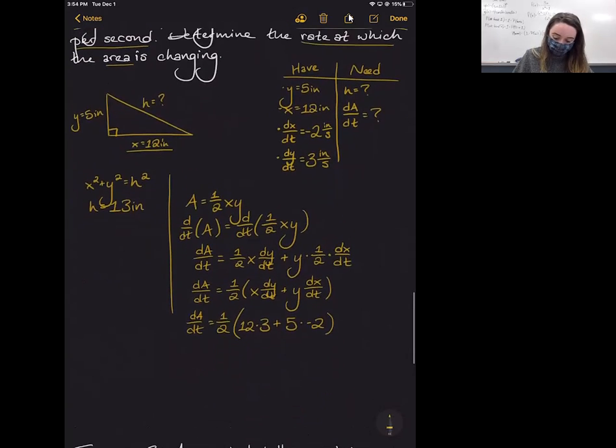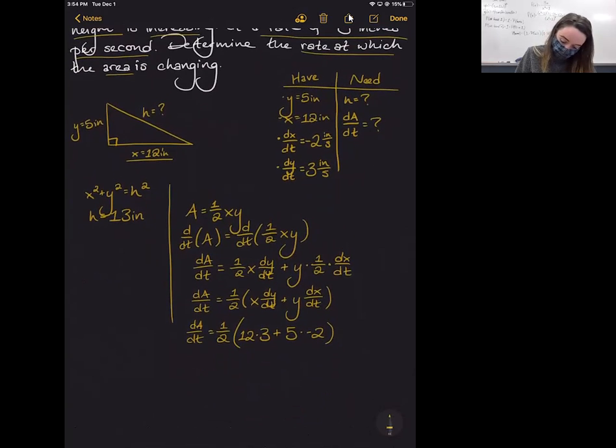All right, this just requires a bit of simplification here. So dA dt equals 1/2 times 36 minus 10. 36 minus 10 is 26. Half of 26 is 13. dA dt equals 13. And what are my units?